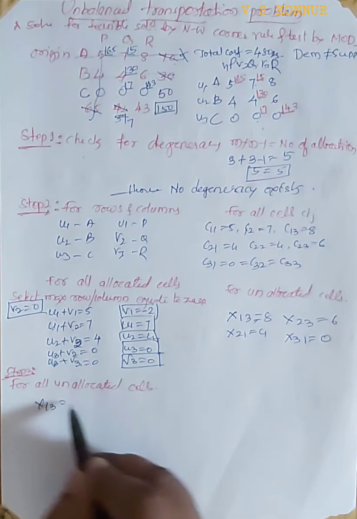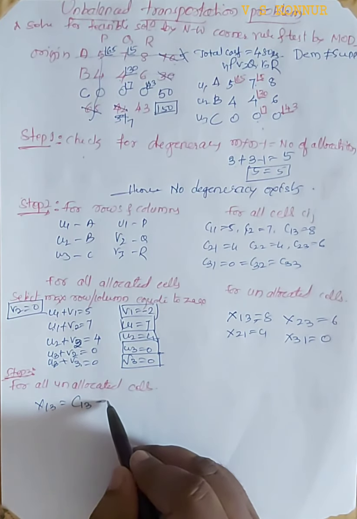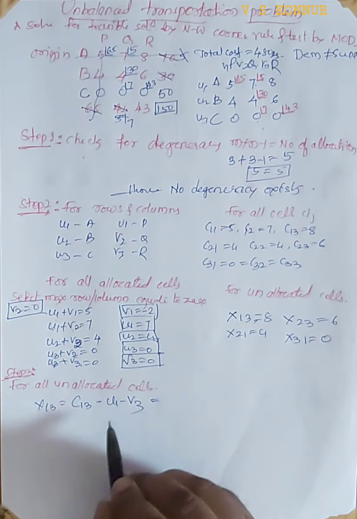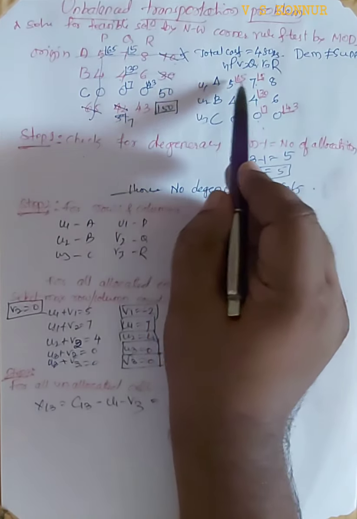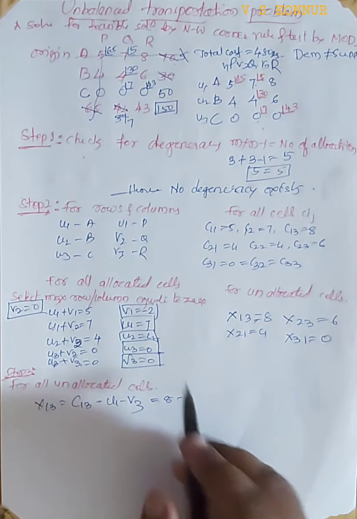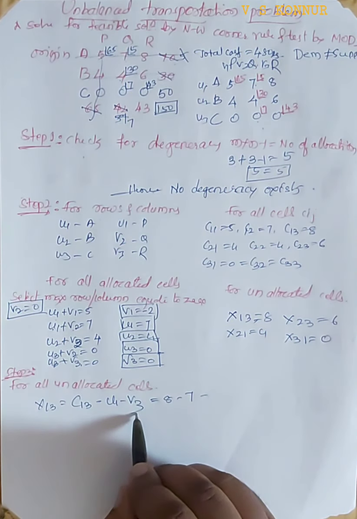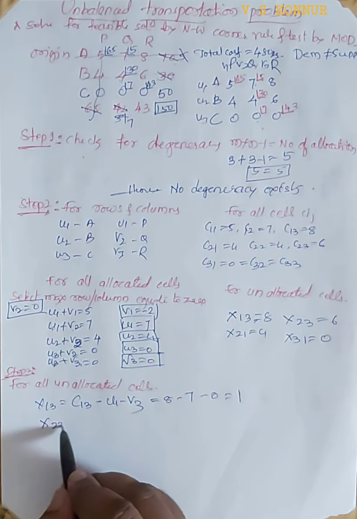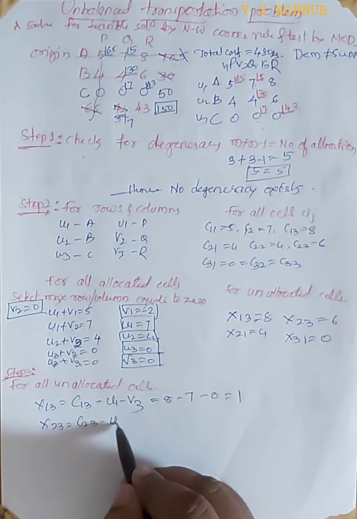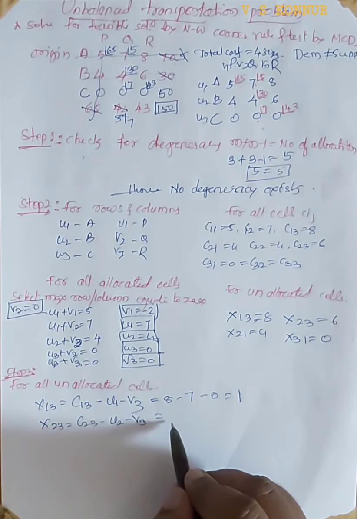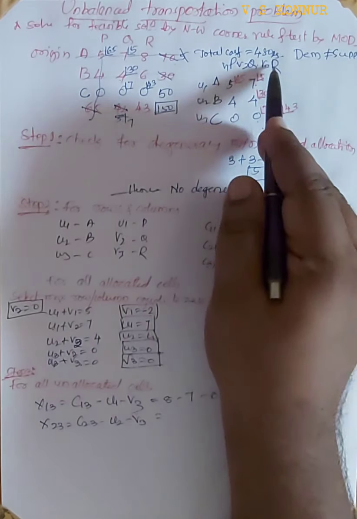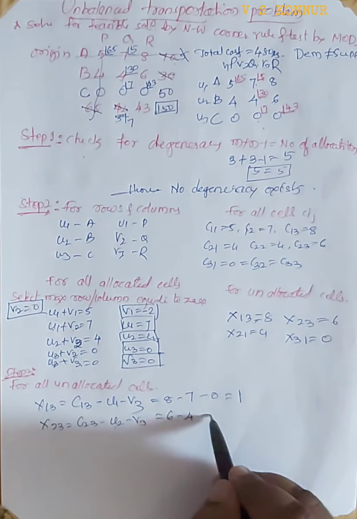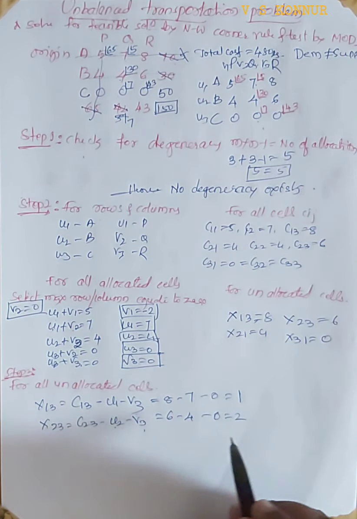So for x13 it is equal to c13 minus u1 minus v3. That is c13 is equal to 8 minus u1 is equal to 7 minus v3 is equal to 0. So it is equal to 1. Next x23, that is equal to c23 minus u2 minus v3. So c23 is equal to 6 minus u2 is equal to 4 minus v3 is equal to 0. So 2 we will get.